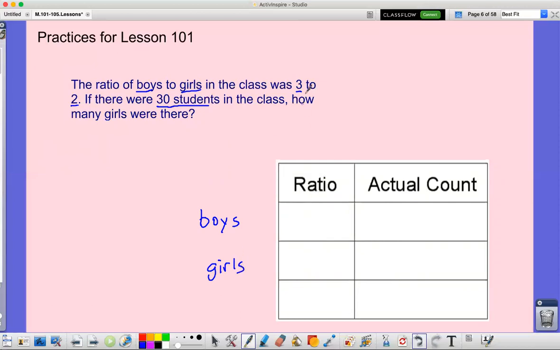All right. And I see that it has to be 3 to 2. So it has to be 3 to 2. I know what 3 plus 2 is. That's 5. Remember, this is the total. So I have to add up those.